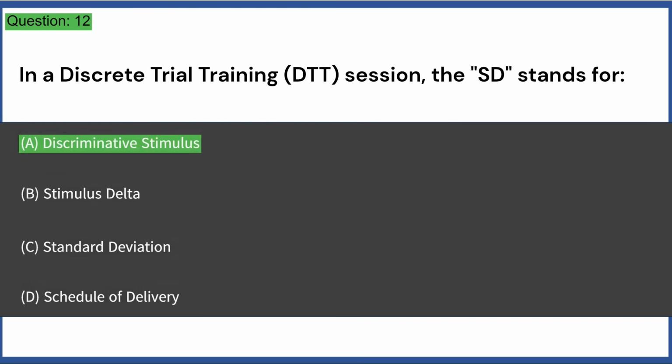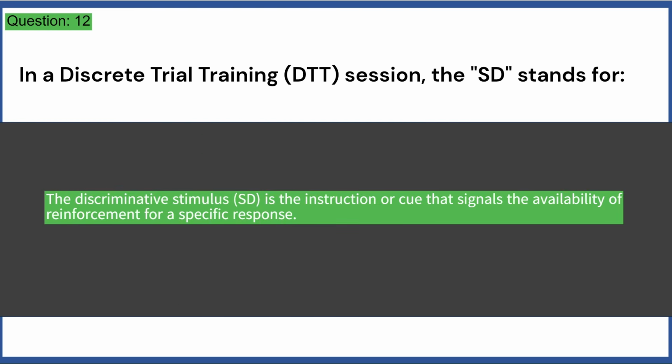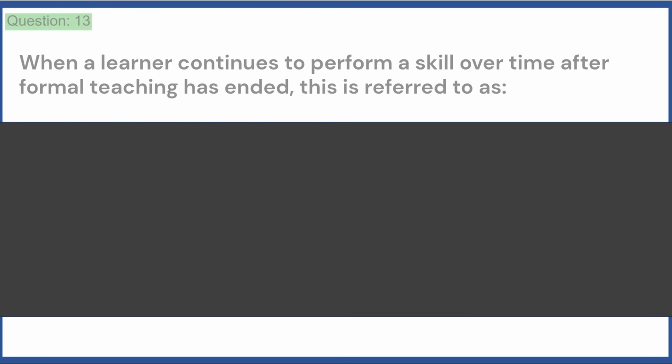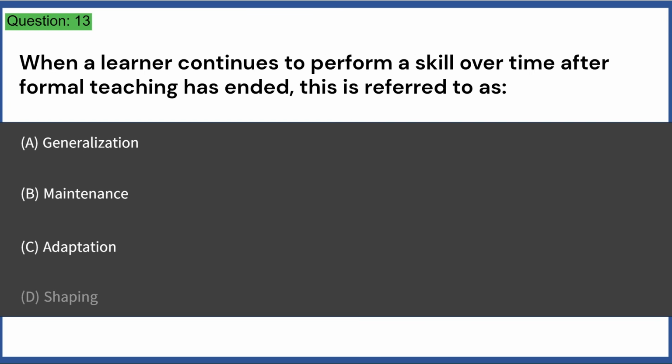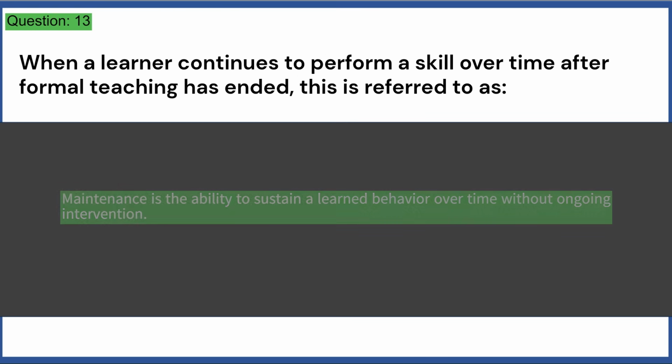Answer: A. The discriminative stimulus, SD, is the instruction or cue that signals the availability of reinforcement for a specific response. When a learner continues to perform a skill over time after formal teaching has ended, this is referred to as A. Generalization. B. Maintenance. C. Adaptation. D. Shaping. Answer: B. Maintenance is the ability to sustain a learned behavior over time without ongoing intervention.